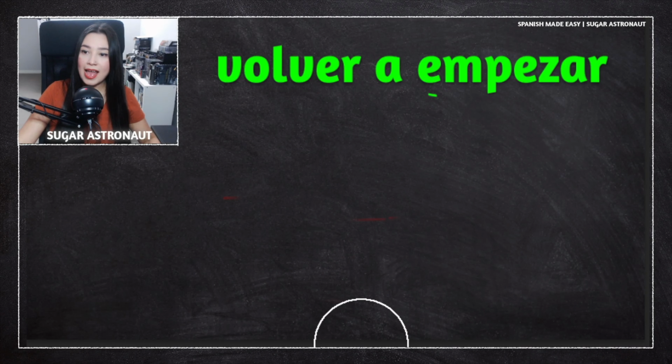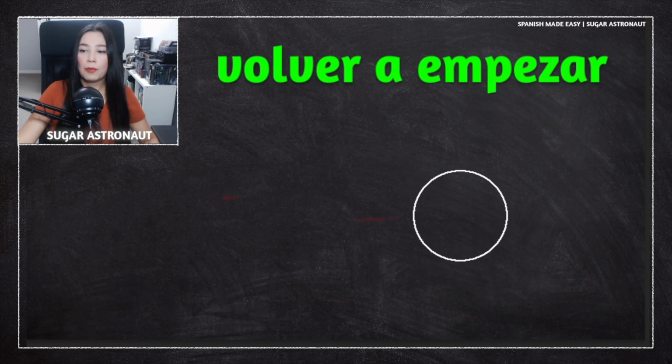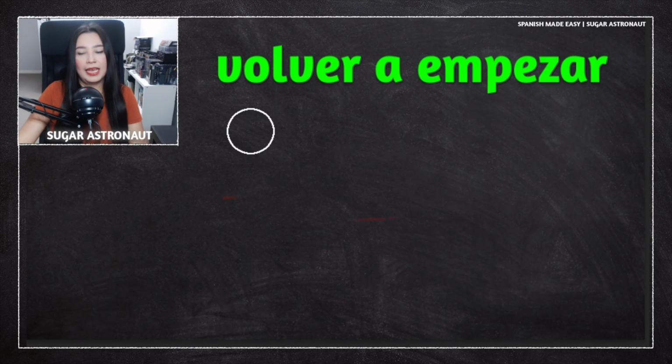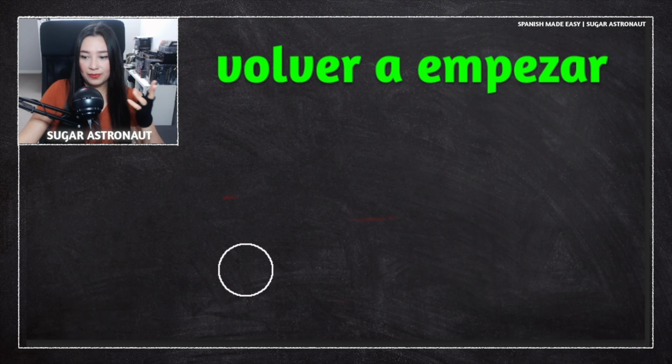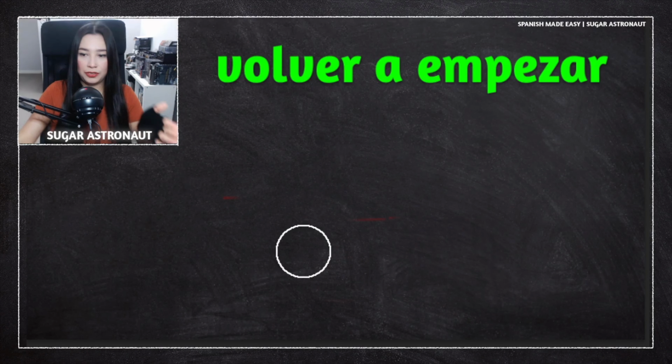Volver a empezar. Volver a empezar. And remember, if you want to be fluent in Spanish, you need to start saying things a little quickly. So when you say this at normal speed, it is volver a empezar.